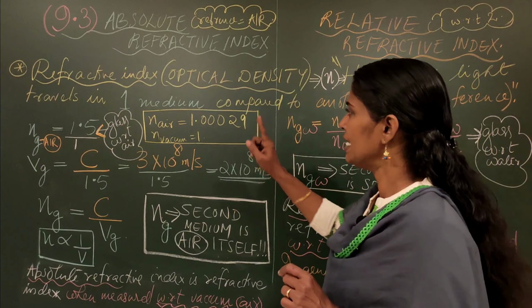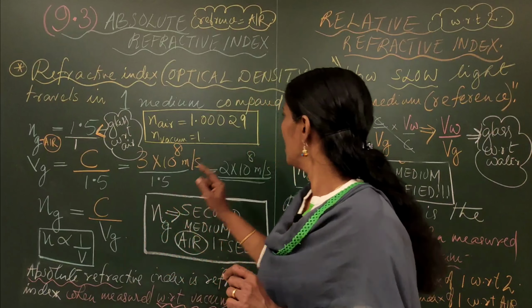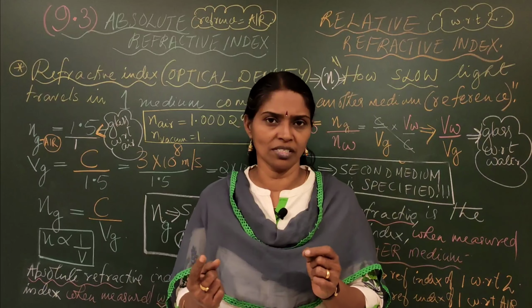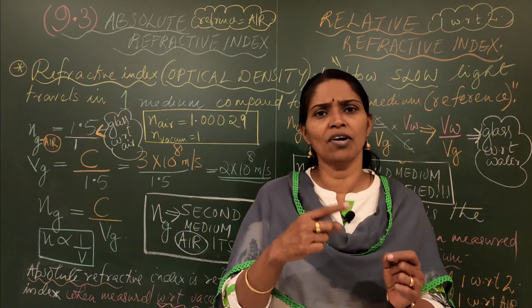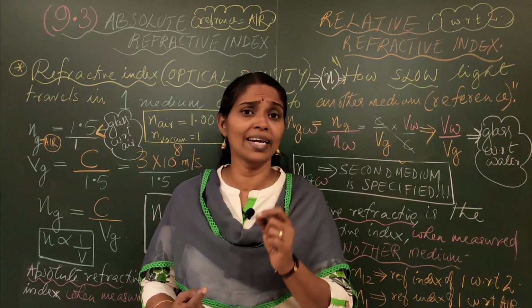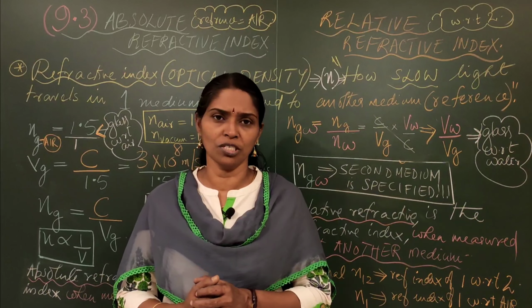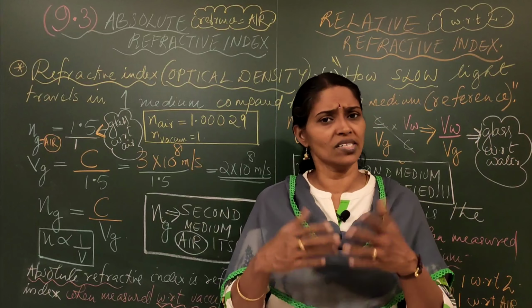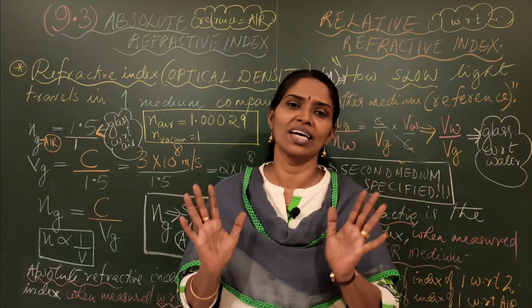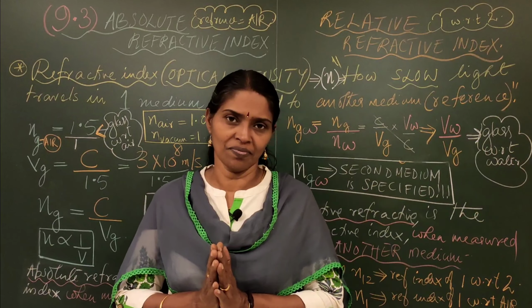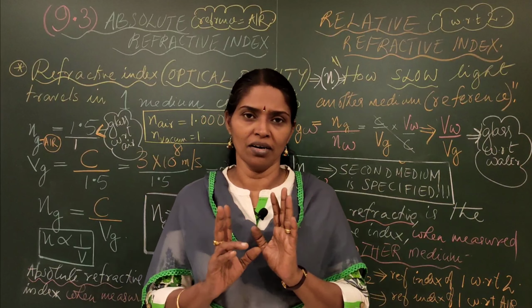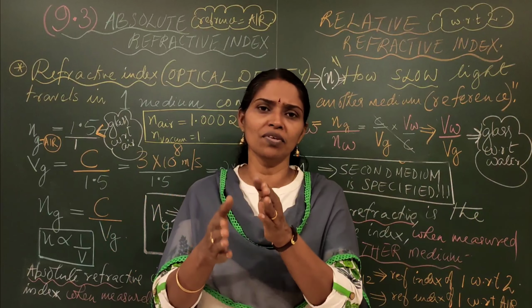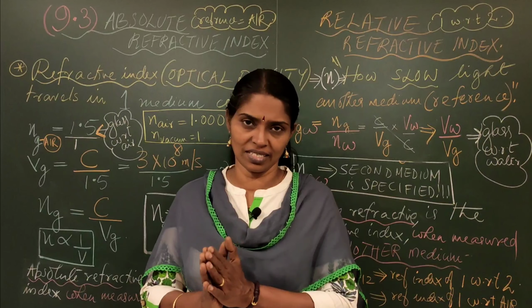How slow light travels in one medium when compared to another medium means you need two numbers, or two media, to compare one with another. You have studied the term relative velocity. Relative motion means motion of a body when compared with another. Rest and motion themselves are two words which are truly relative. So we need two media, one compared to another, which means you are taking it with respect to another, known as the reference.